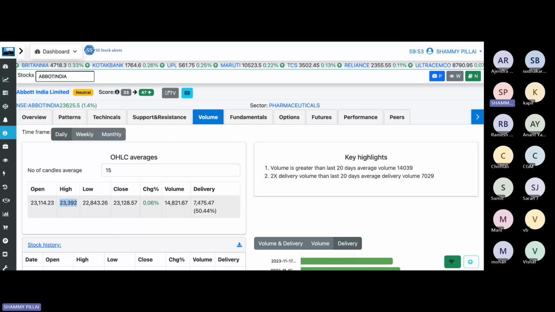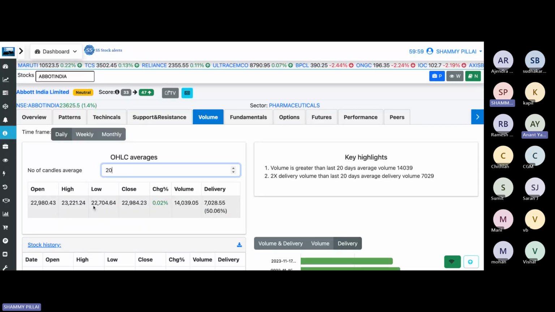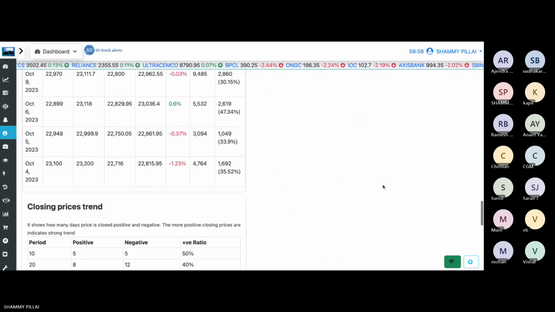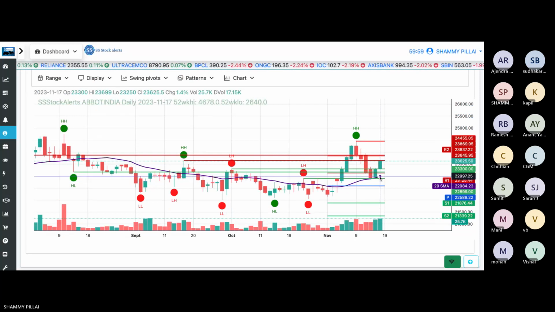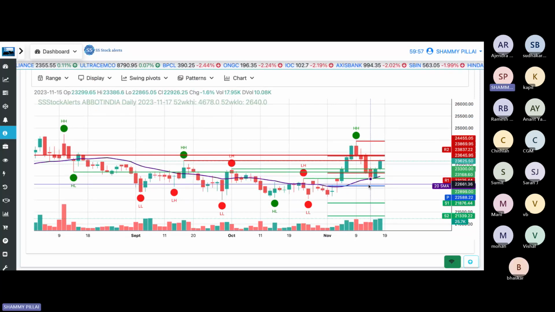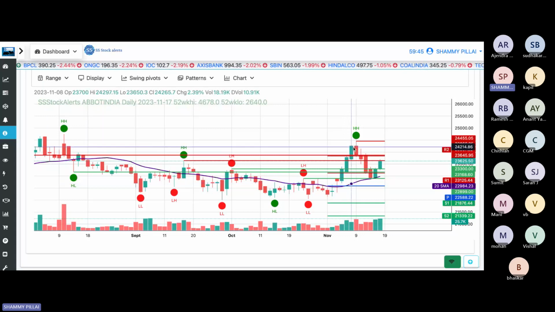The stock is big, so 300, 400 points, because that is the best of volumes that we are having. We have a fantastic feature of analyzing the average of all lows. Okay, this is 22,843. Now look at this 20 days average. The low is 22,704, 22,704 here. If you have entered over here also, huge run.